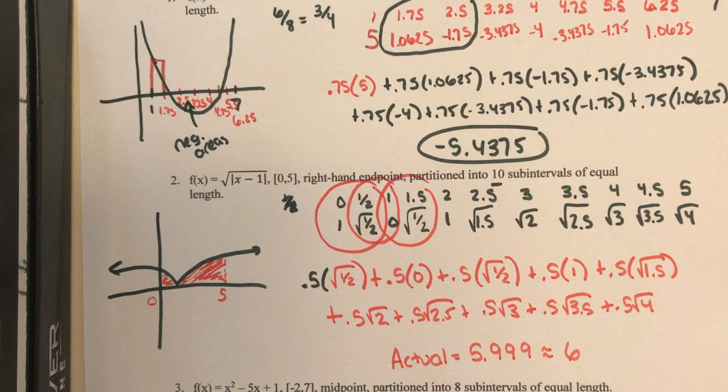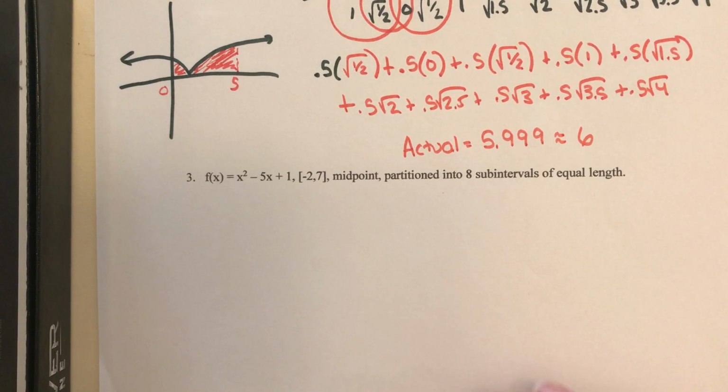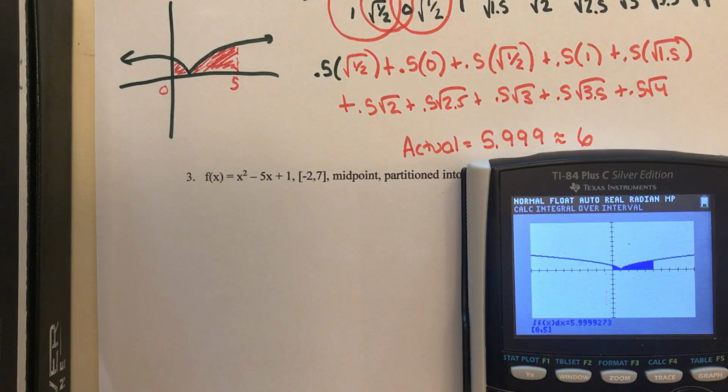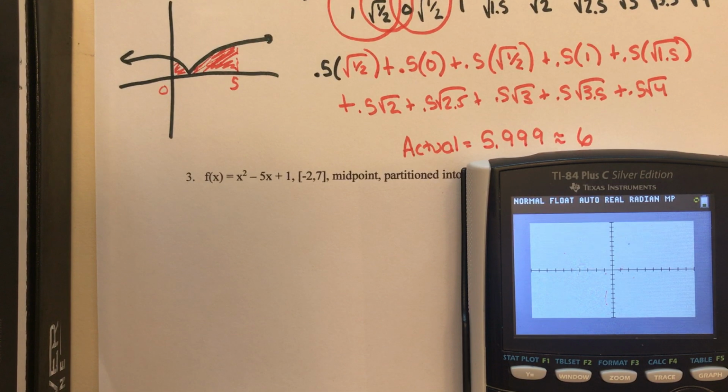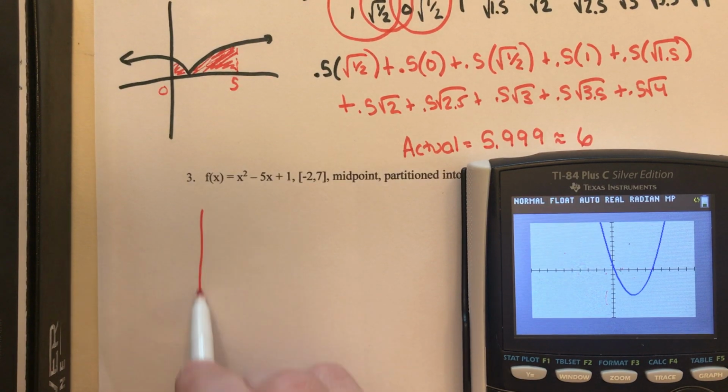Okay, we can also do a midpoint Riemann sum. So let's go to number 3. So I'm going to graph number 3. We have x squared minus 5x plus 1. So we have a parabola that opens up, and we're finding the area between -2 and 7. So I'm going to sketch a graph of this curve here.